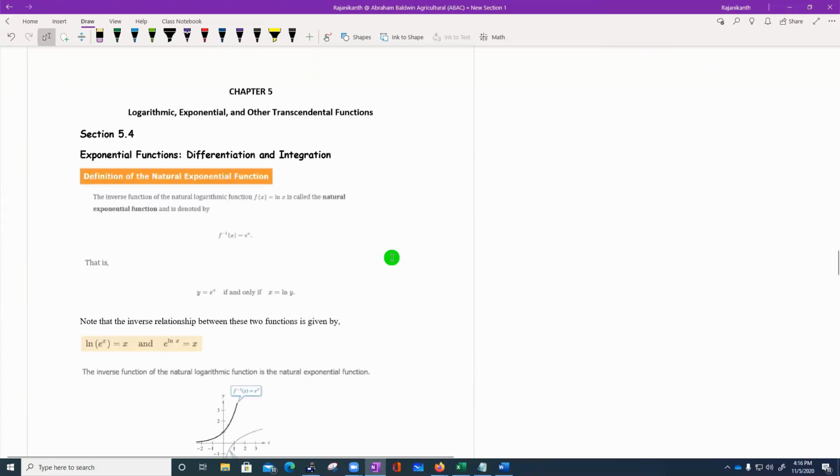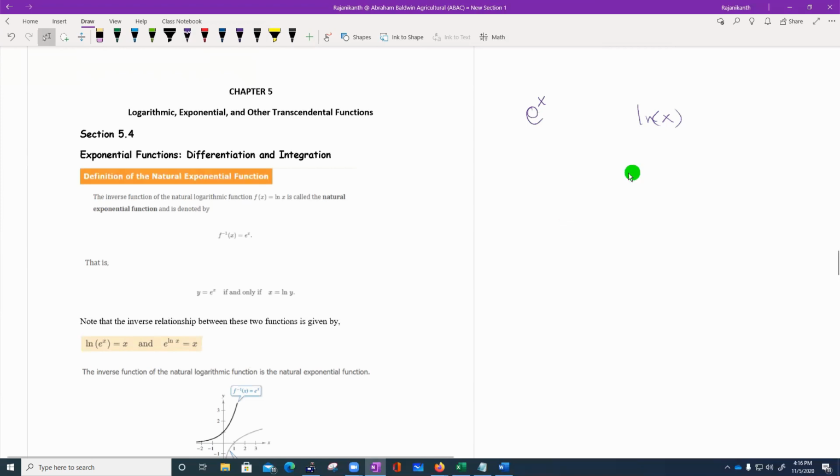Okay, now 5.4 says what? Oh, this is the exponential function, right? Yes. You see now there's a connection between the exponential function and ln x. Do you know that? What is the connection between these two? Exactly. The inverse of one is the other, right? Yeah. Okay, so that's a good point. So we know that. So, exponential function.